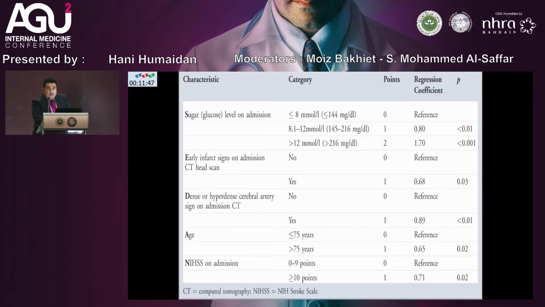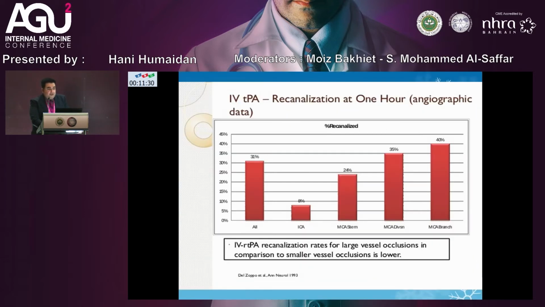This is the SEDAN score. It can help you predict who will have hemorrhage, using sugar level, early infarct on the CT, dense or hyperdense sign, their age, and NIH assessment score below 10 or above 10. Of course, the higher the score, the more likelihood they will have hemorrhage.